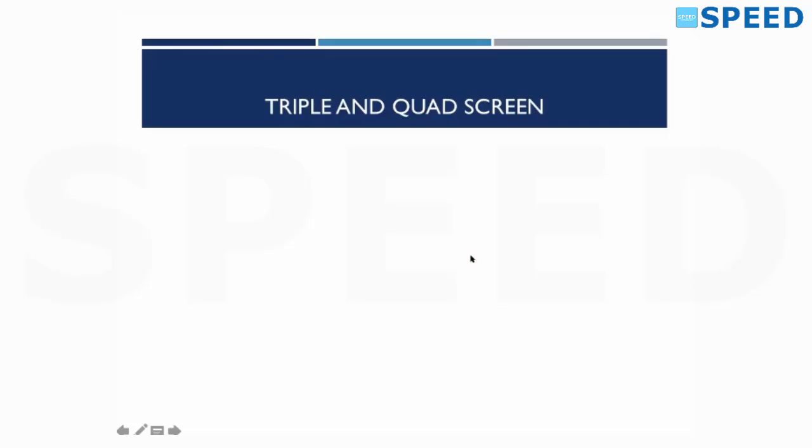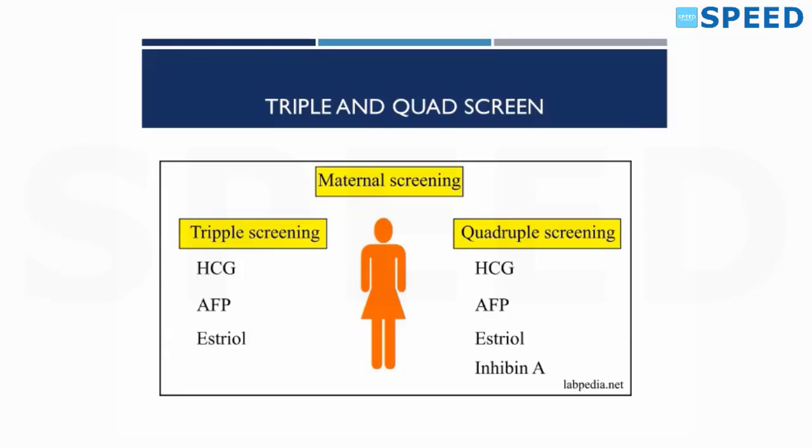Okay, then questions come revolving around what is triple screen and what is quadruple screen. I have already told you quadruple screen includes HCG, alpha fetoprotein, estriol, and inhibin A. The quadruple screen contains four things, while the triple screen will contain at least three components out of the four components of quad screen. So this is in brief.